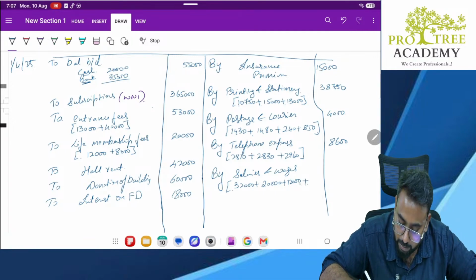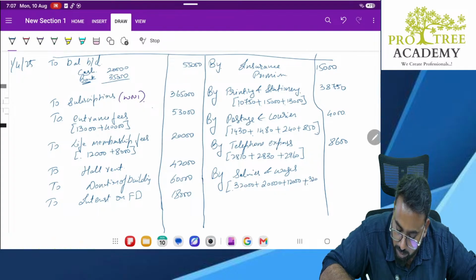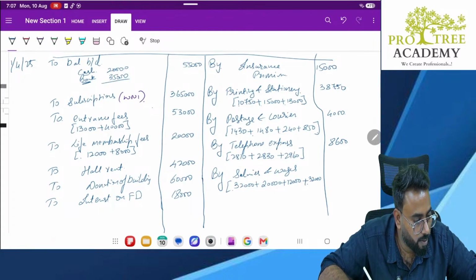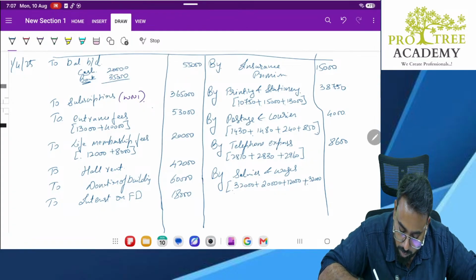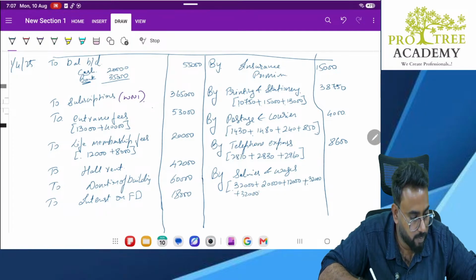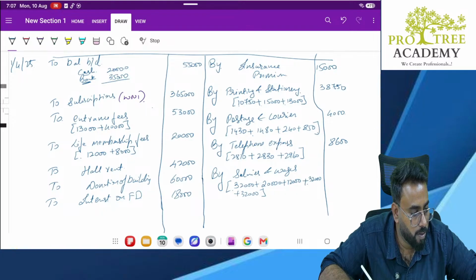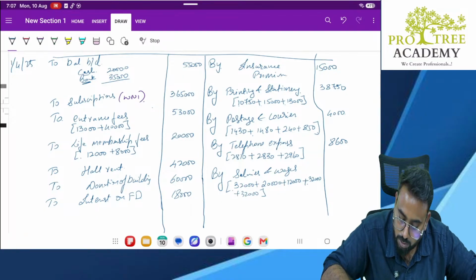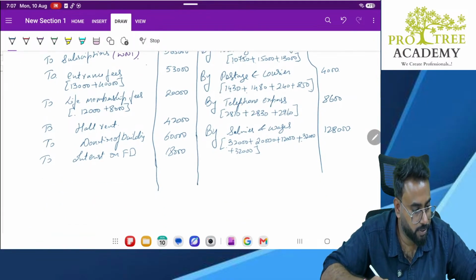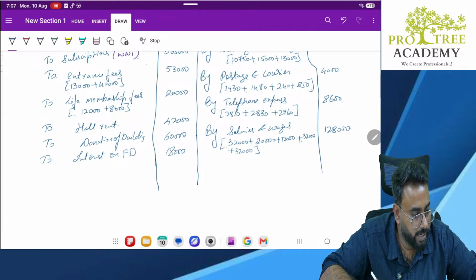12,000 should also be taken. Plus again 32,000. Both the amounts should be taken up. 32,000 plus 20,000 plus 12,000, that is also nothing but 32,000, 32,000, 32,000. So total 1,28,000. Next. By salaries and wages done.